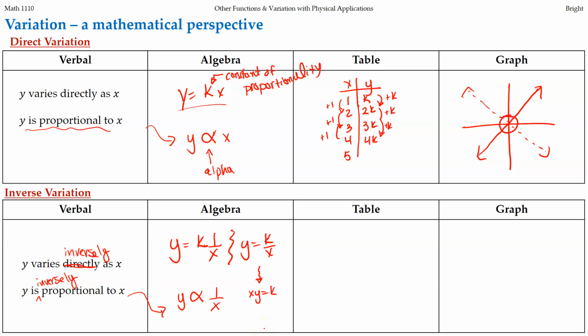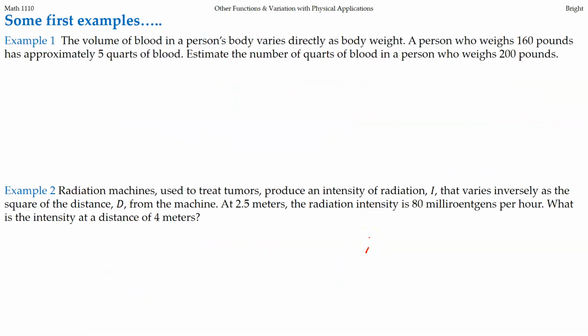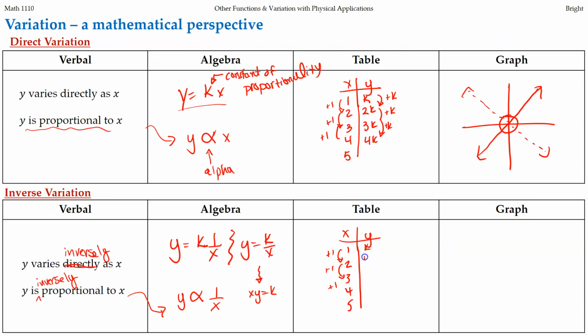That's the idea of inverse. So in a table, if we looked at x and y, we would see something like 1, 2, 3, 4, 5. So we're adding 1 as we go up. And what we would see happen in y is k, and then this would be k divided by 2, and this would be k divided by 3, and this would be k divided by 4, etc.